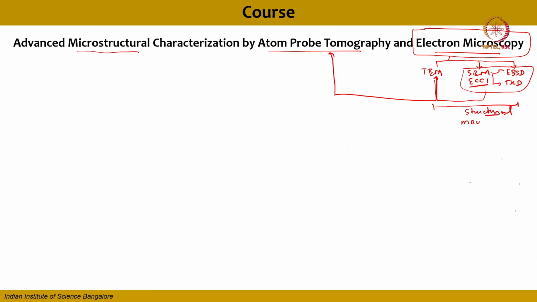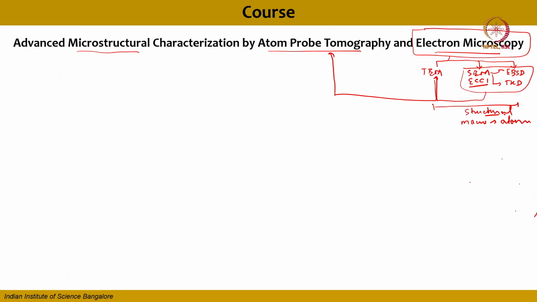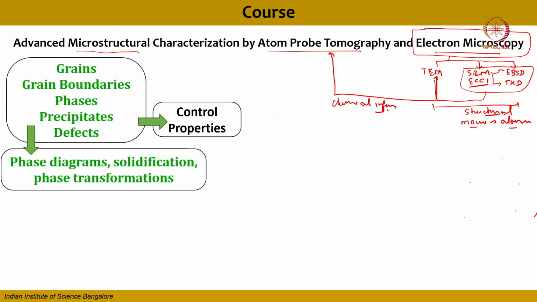from macro to atomic scale. Then how this structural information is correlated to your atom probe tomography, where you will get the chemical information. Okay, and all these electron microscopy techniques can be used to visualize the grain boundaries, grains, phases, precipitates, defects. In the introduction I also mentioned that these are controlled by the phase diagrams, solidification and phase transformation, that overall control the property of any microstructure or alloy.